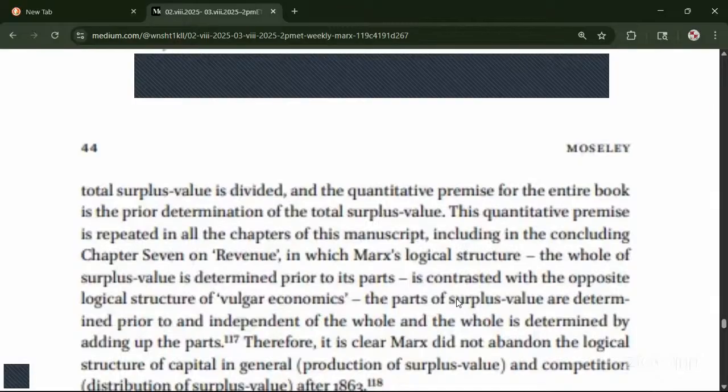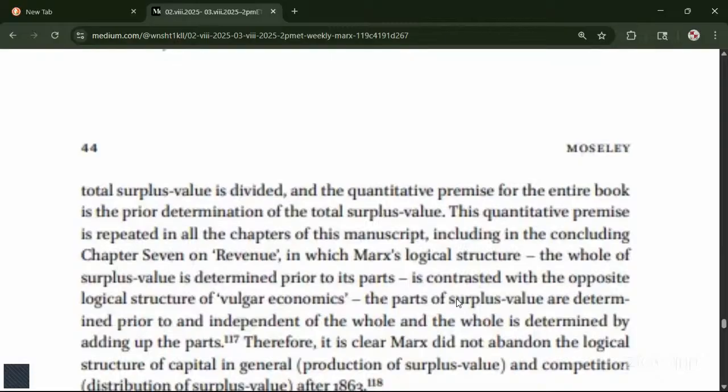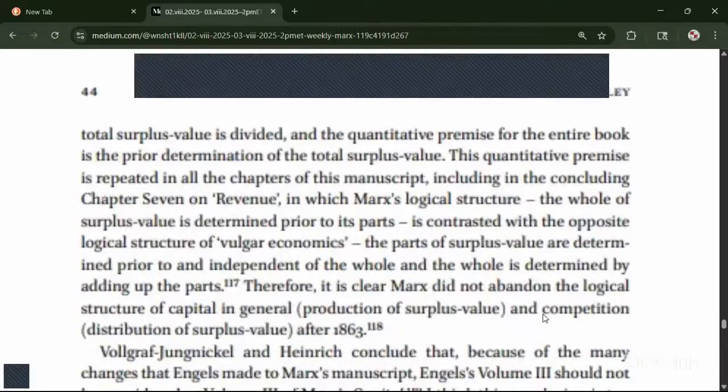This quantitative premise is repeated in all the chapters of this manuscript, including in the concluding chapter 7 on revenue, in which Marx's logical structure, that is, the whole of surplus value is determined prior to its parts, is contrasted with the opposite logical structure of vulgar economics. The parts of surplus value are determined prior to and independent of the whole, and the whole is determined by adding up the parts. Therefore, footnote 117, it's clear that Marx did not abandon the logical structure of capital in general, that is, the production of surplus value, and competition, that is, the distribution of surplus value, after 1863, footnote 118.